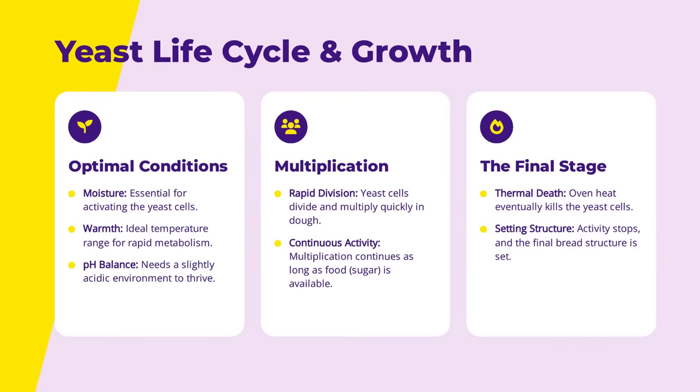Finally, let us look at the last stage. When the dough is baked, the high oven temperature kills the yeast cells. This stage is called thermal death. Although the yeast becomes inactive, the bread structure has already been formed and becomes permanently set during baking. So yeast remains alive only until baking begins, after which its job is complete.